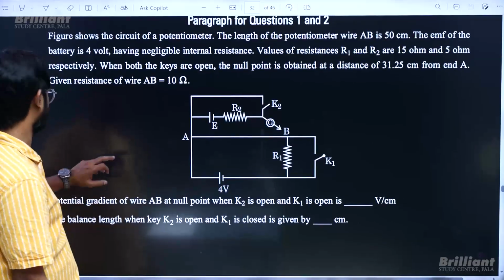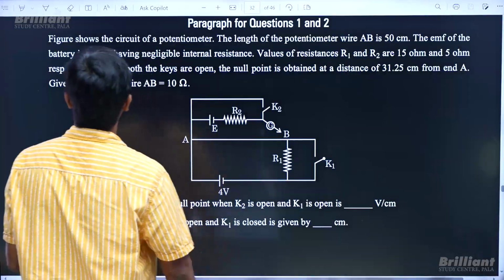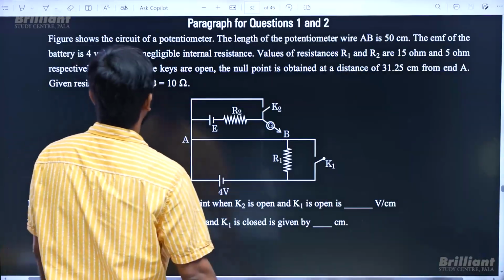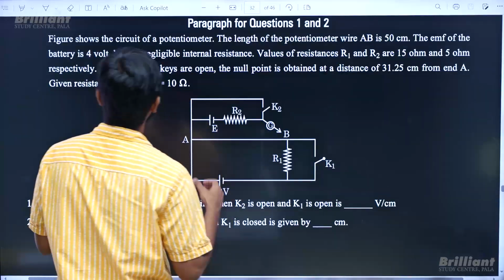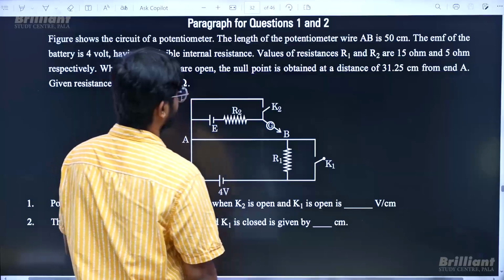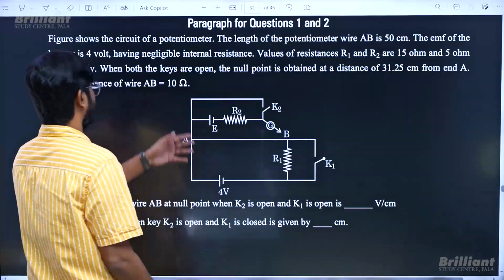Figure shows the circuit of a potentiometer. The length of potentiometer wire AB is 50 cm. The EMF of the battery is 4 volt having negligible internal resistance. Values of resistance R1 and R2 are 15 and 5 ohm respectively. When both the keys are open, then the null point is obtained at a distance 31.25 cm from end A. Given the resistance of the wire is 10 ohm.